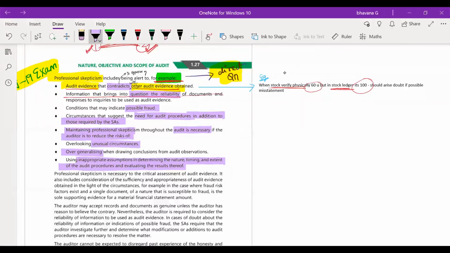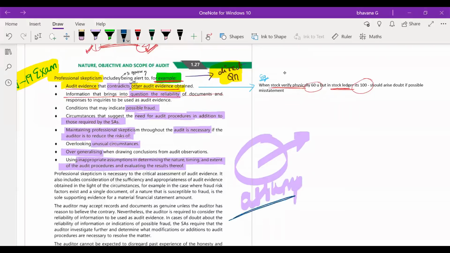Say now I have some kind of assumption about this company. Using that assumption only, I'll decide my nature, timing, and extent of the audit procedures. If I assume that the company is good, then my nature, timing, and extent of audit procedures will be less. Or else, if I think it is a fraud company, then it will be more. But what had happened is whatever assumption I had made was actually inappropriate, and I realized that later only. In such a case, I have to be alert.